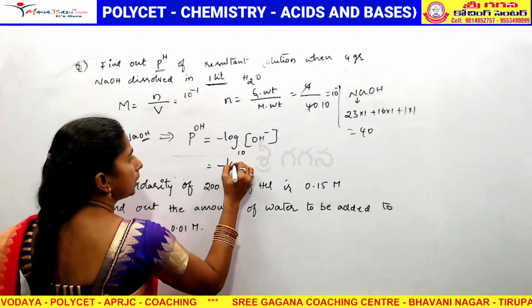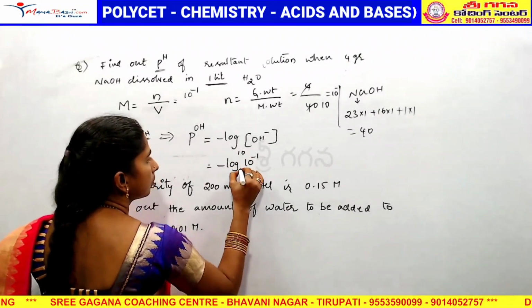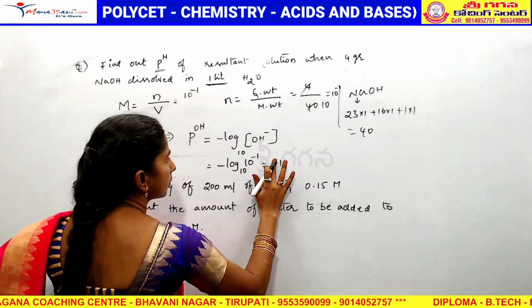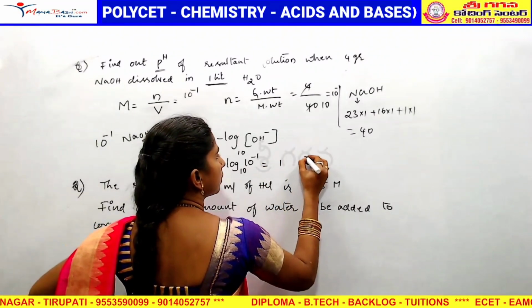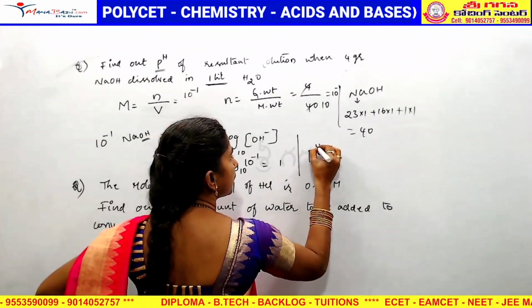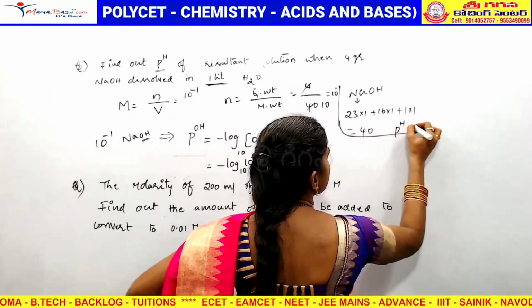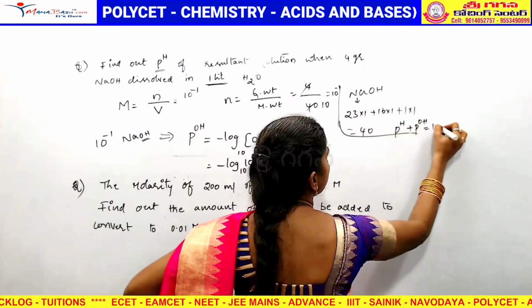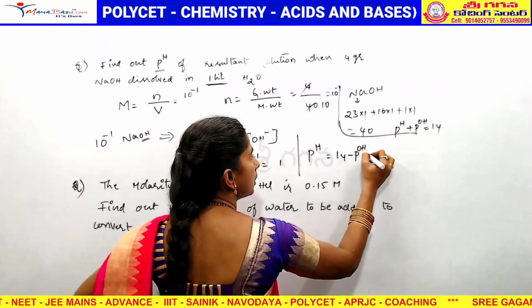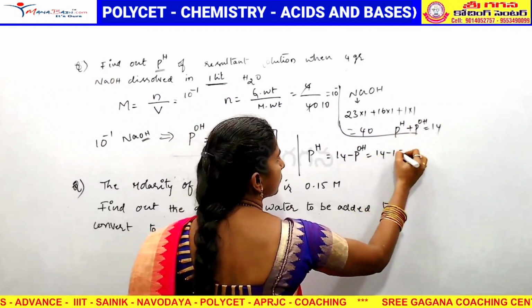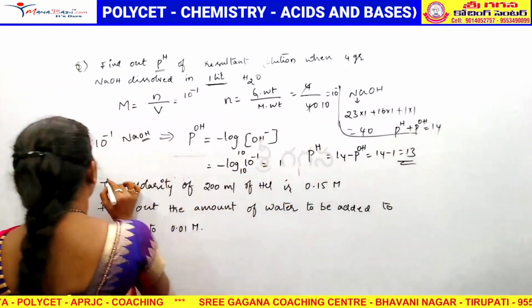pOH is equal to minus log 10 power minus 1, base 10, which is equal to plus 1, so pOH is equal to 1. Then what is the formula for pH? We have one formula: pH plus pOH is equal to 14. From this formula, pH is equal to 14 minus pOH, which is 14 minus 1, equal to 13. This is the pH of the solution.